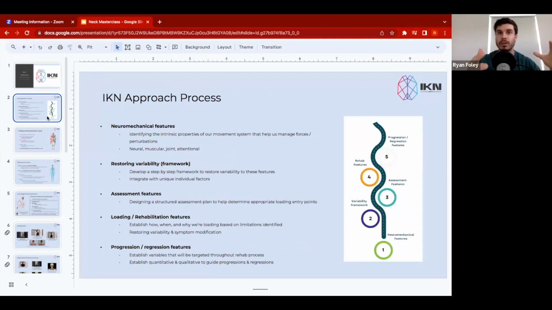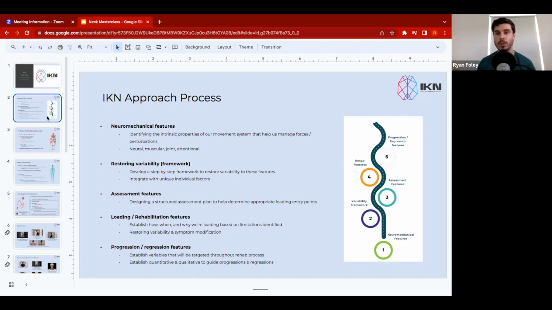So again, that's just looking at the overarching neuromechanical features. And in order to look at these neuromechanical features, we don't necessarily need to consider the unique individual features that a client will present with. Of course, we need to do that in reality. But when we're discussing neuromechanical features that are universal across all individuals, we don't necessarily need to consider individual features while we're describing that. But of course, we'll need to pair these neuromechanical features with unique individual features.